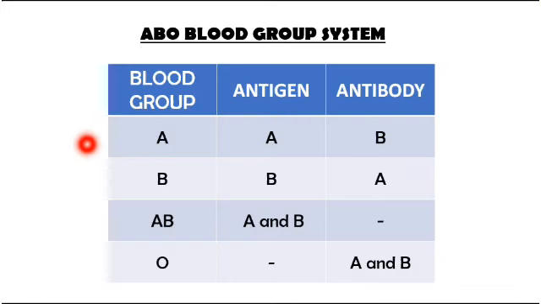So we can summarize this whole concept in the form of this table: blood group A will have antigen A and antibody B. Blood group B will have antigen B and antibody A. Blood group AB will have both the antigens A and B, but there will be absence of any kind of antibody in the plasma. Then blood group O will have no antigen present, and both the antibodies will be present in the plasma, both A and B.